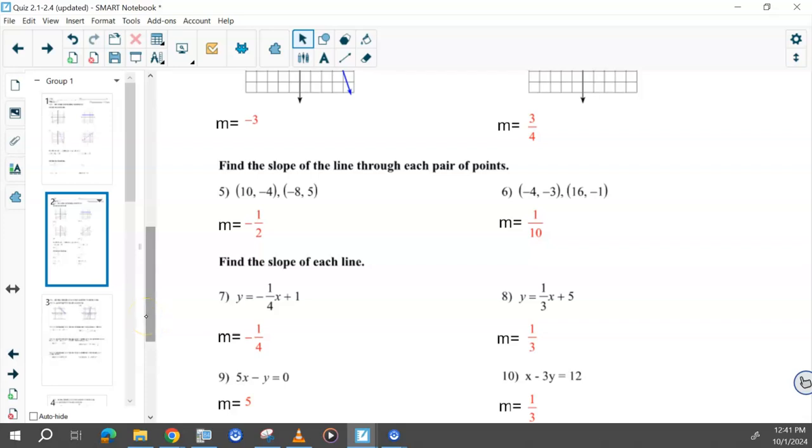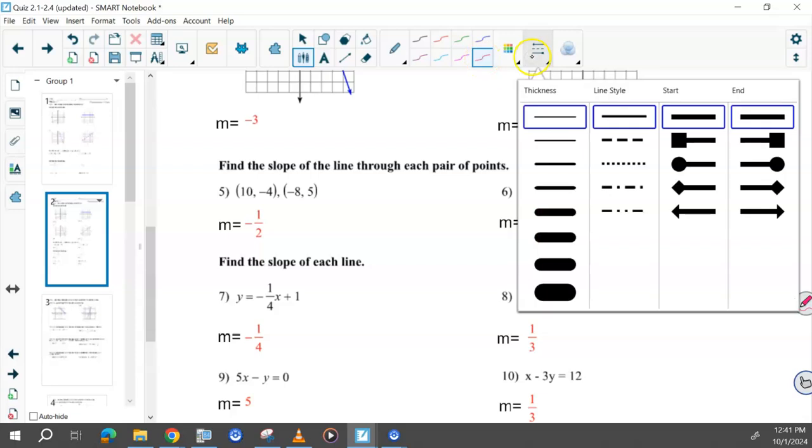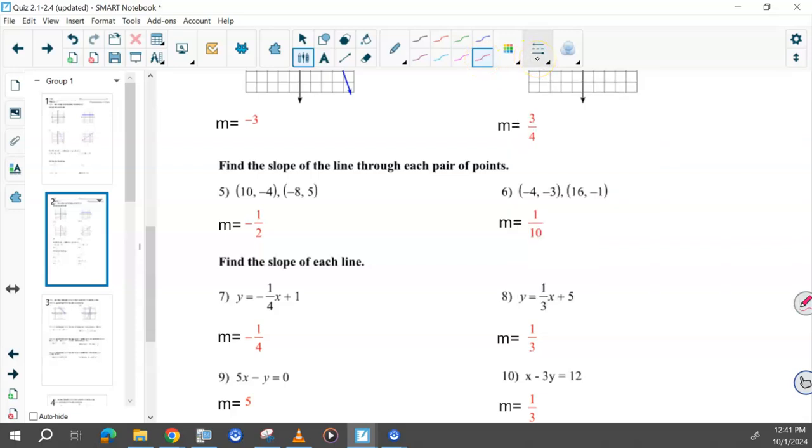Now, the slopes for the rest are up here, but I'm going to show the work you have to do. For number 5, we should have been using our slope formula, the y2 minus y1 over x2 minus x1. So this would be 5 minus a -4. Make sure you're putting both over -8 minus 10. So if I were to subtract this, this would give me 9 over -18, which would simplify to -1/2.